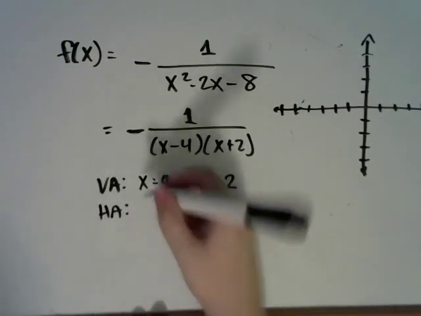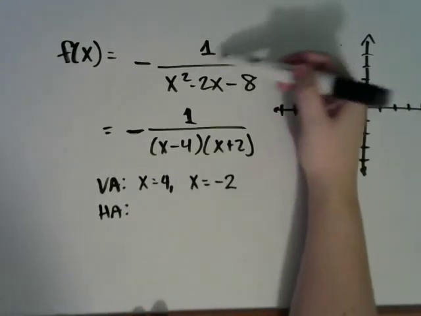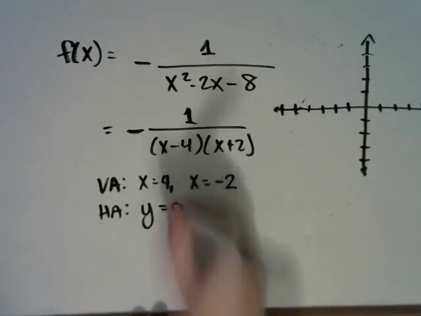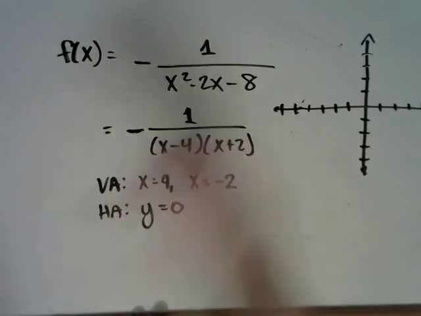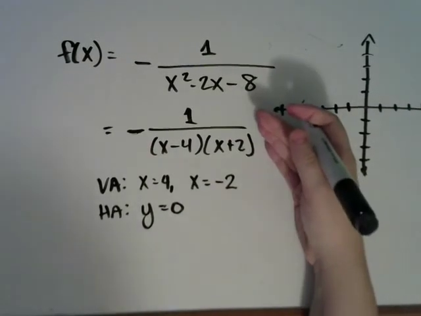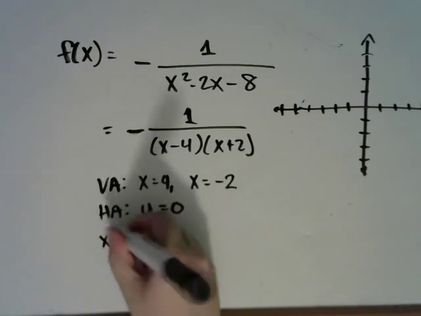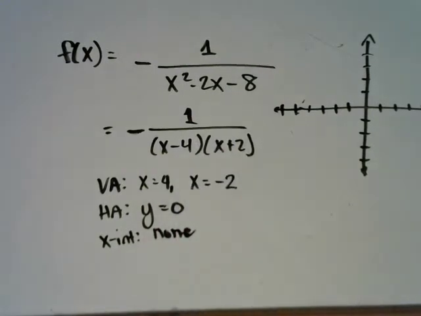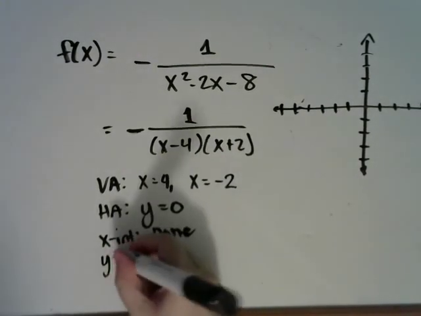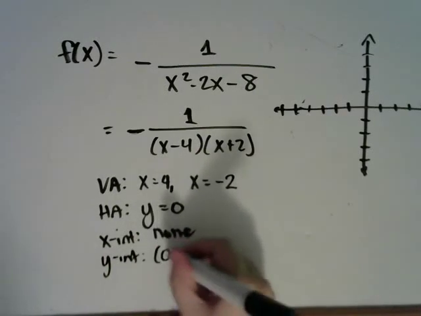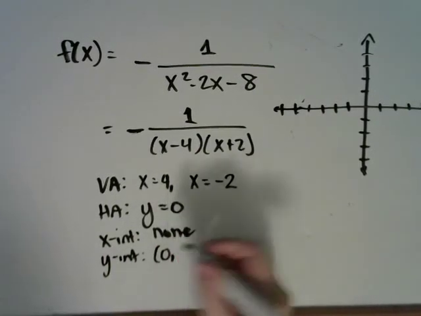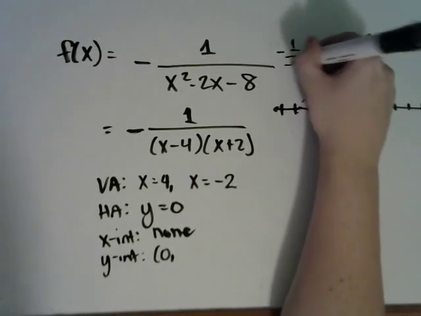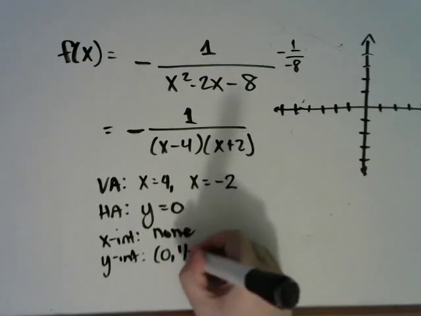The next thing we need to look for is the horizontal asymptote, and because the degree in the numerator is less than the degree in the denominator, my horizontal asymptote is y equals 0. There are no holes because no factors canceled from the numerator to the denominator. And there's also no x-intercept because there's nothing in the numerator that could make this function 0. The last feature is the y-intercept. So I would like to plug in 0. I'm going to get negative 1 over negative 8 or positive 1/8.